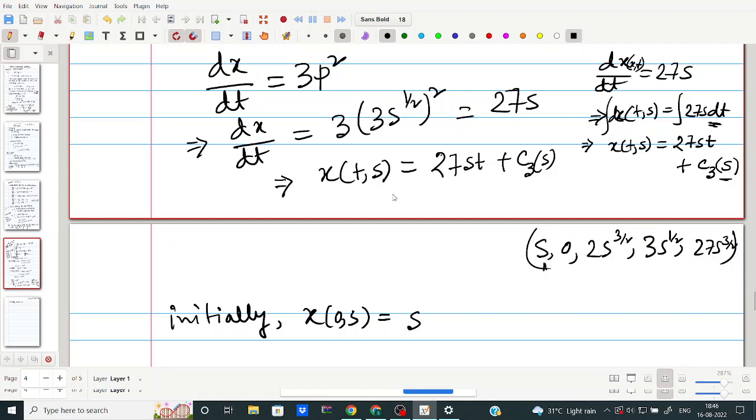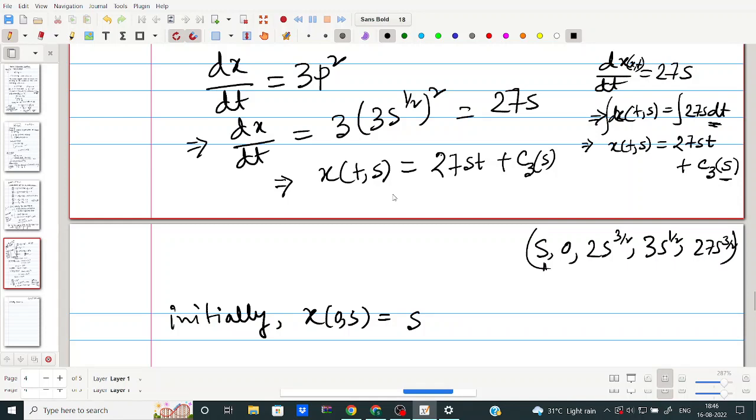This is y initially. This is x. This is u. Okay, so y0 is 0. So I am putting 0 here. So what I get: 0 equal to 0 plus -0, which means 0, c4s. So c4 I got 0, right? So what is my y? Y becomes -t only. Is it okay?